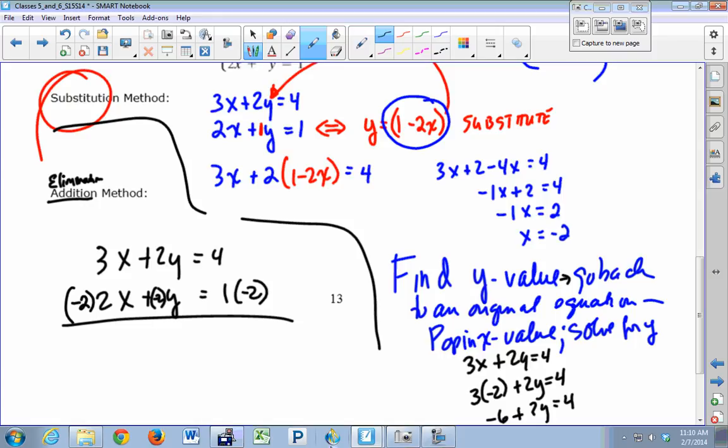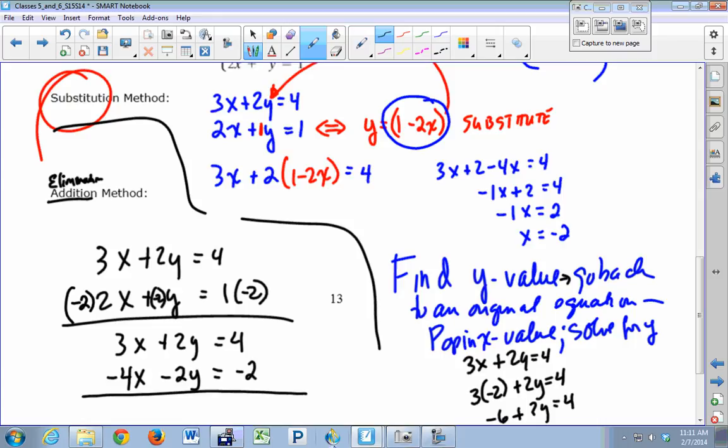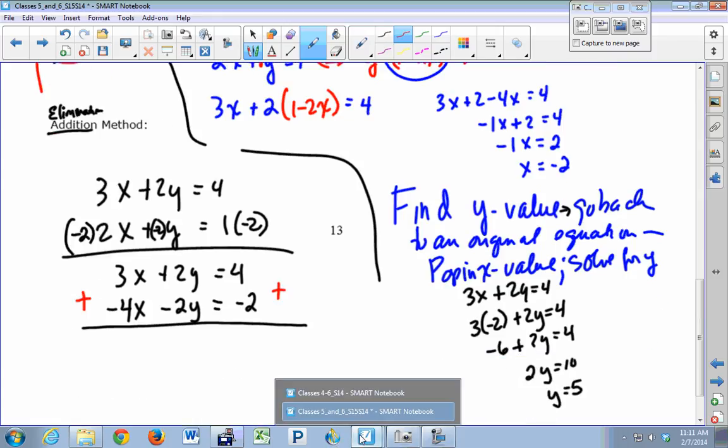as an equivalent equation. So now rewrite your system all over again. Now your second equation looks like this, which is totally equivalent to your first equation. And now try adding them.